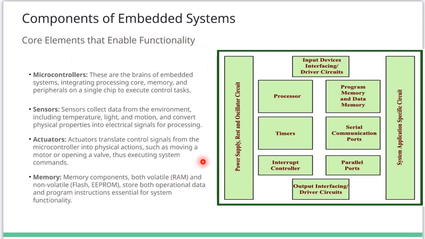So in short, if you are asked to provide information regarding the components of an embedded system, it consists of a microcontroller, memory, sensors, and actuators. Okay, so we'll be moving to the next thing.